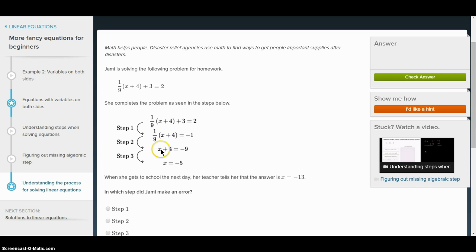And so the next thing we're going to do is get rid of this plus 4. And so to get rid of the plus 4, we're going to subtract 4 from each side. So x plus 4 minus 4 equals x. So if we subtract 4 from both sides, then negative 9 minus 4, well, that would be negative 13. And it looks like they added it over here. So the step in this one that is incorrect is step 3.